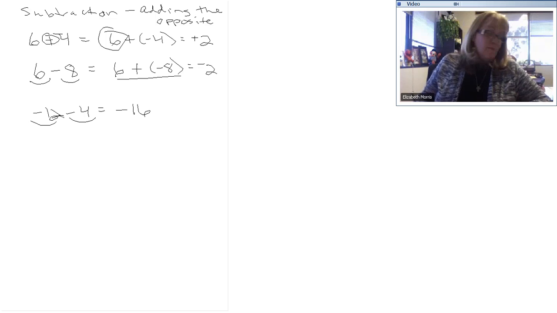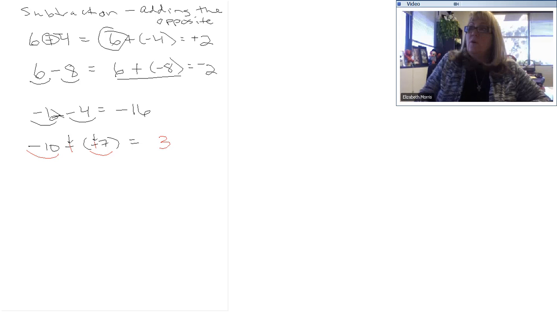Okay? What if I had negative 10 minus negative 7? Now here's where we have two negatives. This is where you need to add the opposite, because two negatives make a positive. So now I have a negative 10 and a positive 7. So I subtract and keep the sign of the larger. Okay?